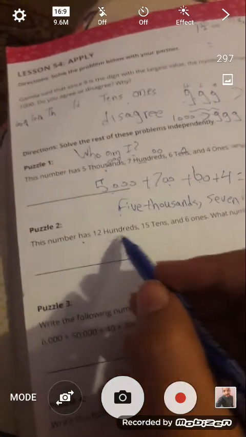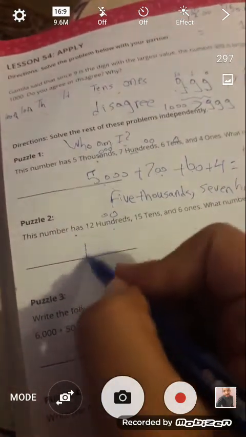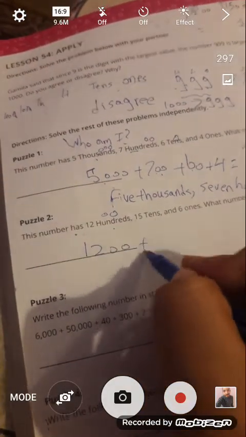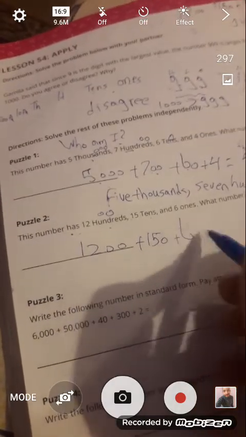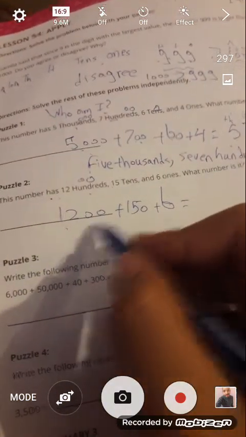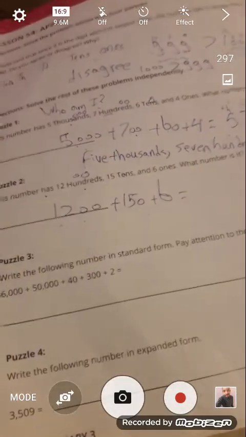Let's see puzzle number 2. The number has 12 hundreds. All of us know that hundreds means 2 zeros, i.e. 12, next to it 2 zeros. Plus 15 tens; tens means 1 zero; and 6 ones, plus 6. Now let's add these numbers. We have 1,200 plus 150 plus 6. Let's add these numbers to get our number.